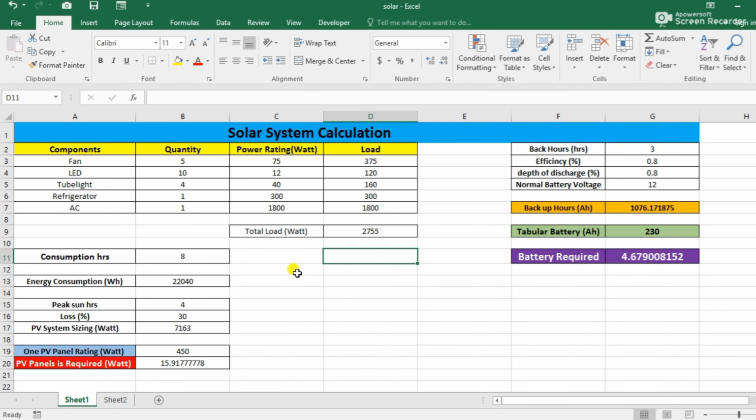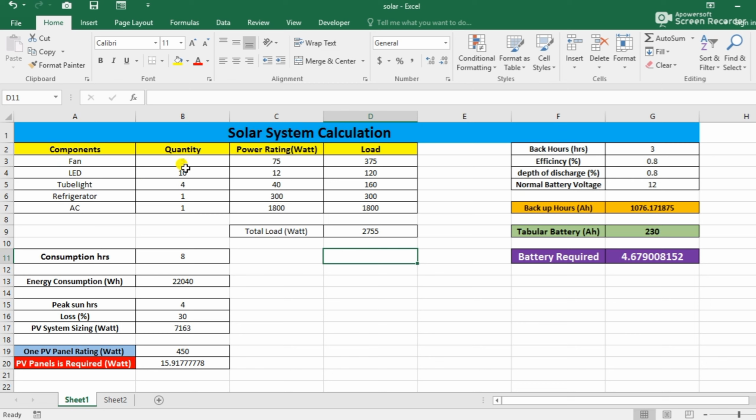Solar system calculation in Excel. So in Excel, it is very helpful to calculate the total load, how many solar panels are required, and the last one, battery requirement. So here we can see that the components are fan, LED, tube light, refrigerator, AC.